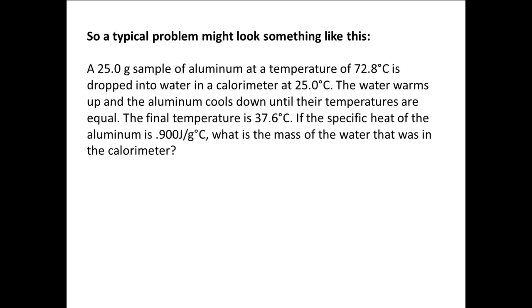A 25.0 gram sample of aluminum at a temperature of 72.8 degrees Celsius is dropped into water in a calorimeter at 25.0 degrees Celsius. The water warms up and the aluminum cools down until their temperatures are equal. The final temperature is 37.6 degrees Celsius. If the specific heat of the aluminum is 0.900 joules per gram degree Celsius, what is the mass of the water that was in the calorimeter?